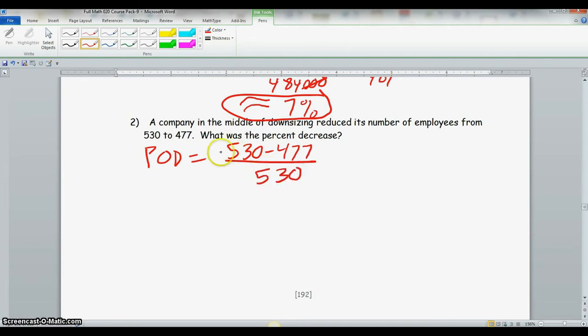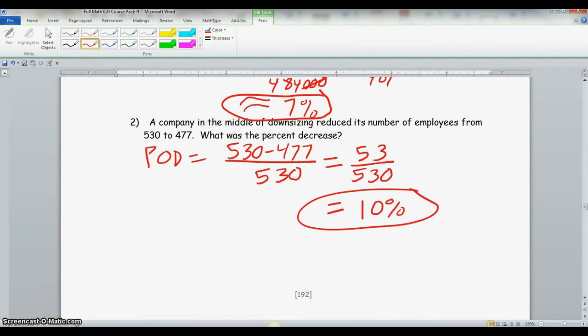Now the original number here happens to be the larger number. Now we subtract 530 minus 477, which gives us, what's that, 53? It'll be 53 over 530. Now when we divide this out, this will give us exactly 10%. And that is our final answer.